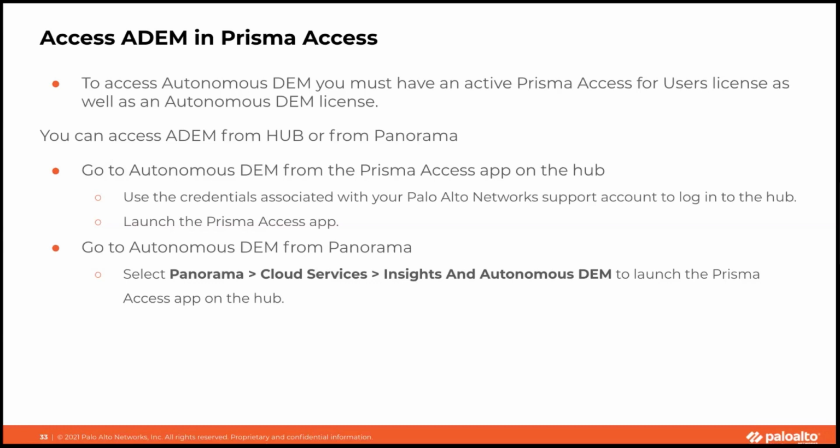So log into the hub, go to Prisma Access and launch the Prisma Access app, and then go to your Panorama Cloud Services app if you're using it. From Panorama, you go to the Panorama tab, Cloud Services, and you will see Insights and ADEM underneath. Click on that, and it will launch the app on the hub for you. It can be either way. You can log in through Panorama or through the hub.